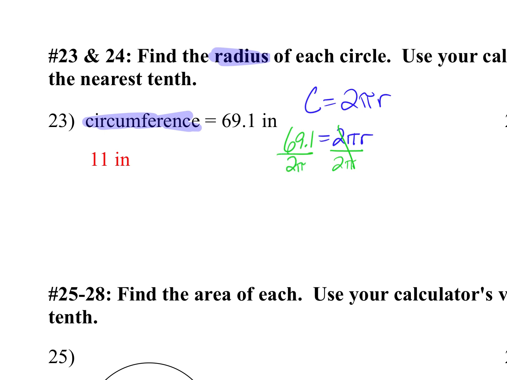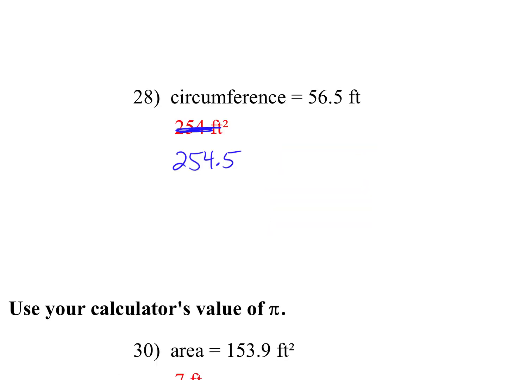Now remember, when you do this in your calculator, the 2 pi needs to be in parentheses. 69.1 divided by parentheses 2 pi. If you don't, the order of operations will get mixed up, and it'll divide it by 2, then multiply the pi instead of dividing it all by 2 pi. And then what do you get when you plug it in? 11.0. And there's my r. So yeah, the answer on number 28 shouldn't be 254, it should be 254.5.